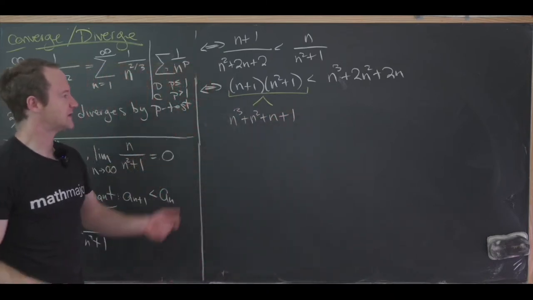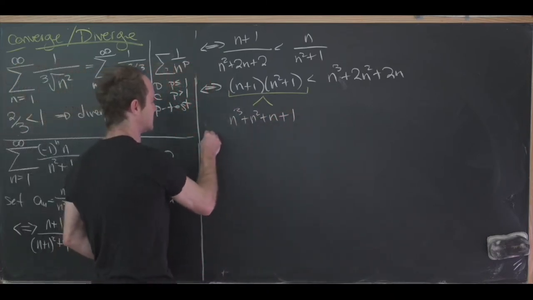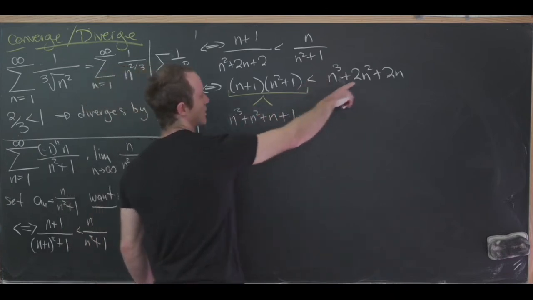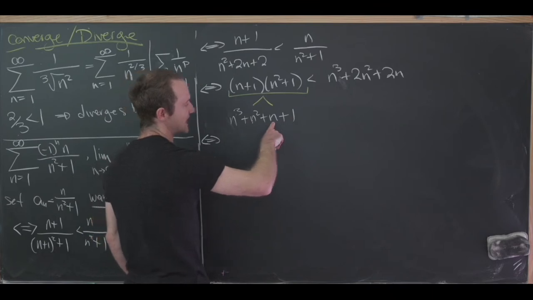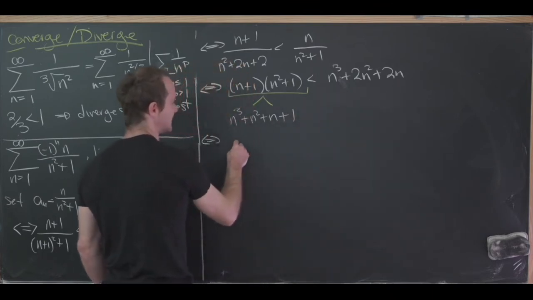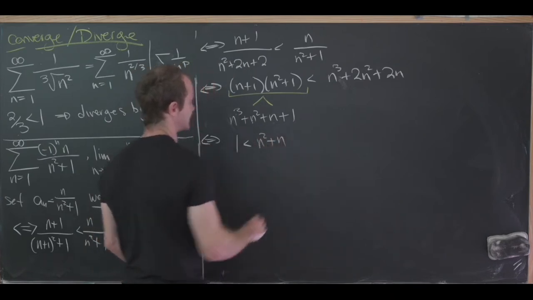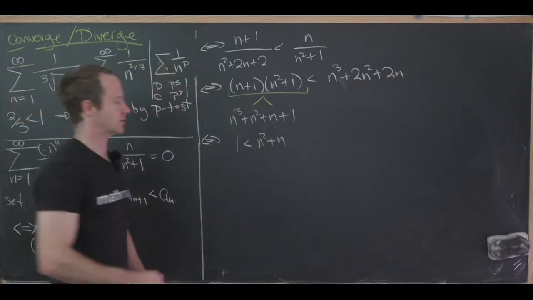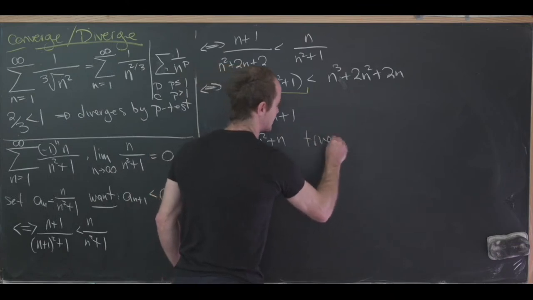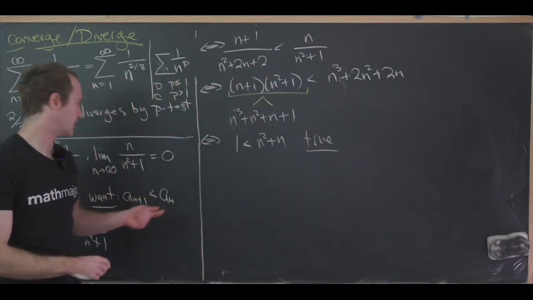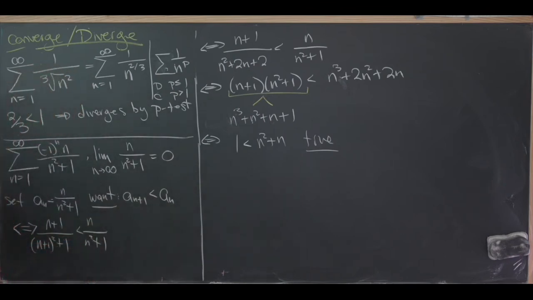But then we can move some things around. Notice that things cancel. This n cubed will cancel this n cubed. This 2n squared will cancel this down. This n will cancel that down. And we'll see that this is equivalent to 1 being less than n squared plus n after moving this over. But this is a true statement. So n squared plus n is most definitely bigger than 1 for all n bigger than or equal to 1.